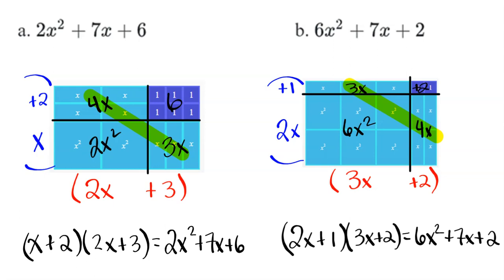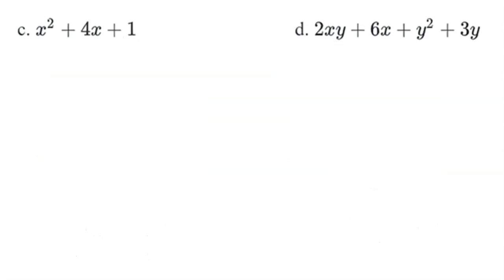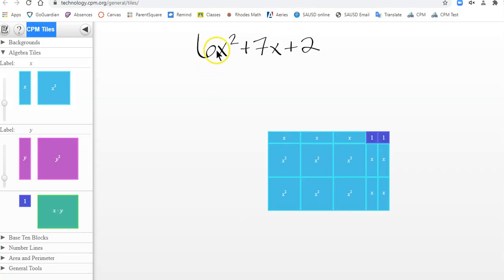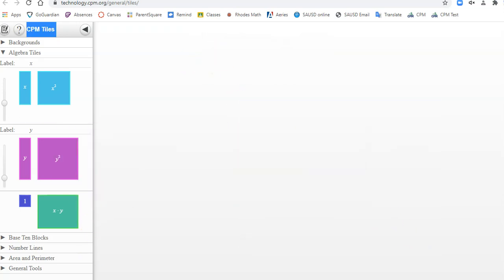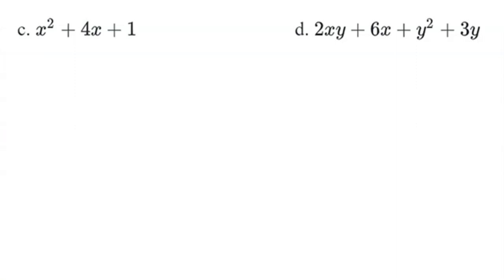So it definitely does take some practice getting used to it. But again, we keep at it. So here's the last two that we have. We need to come up with x squared plus 4x plus 1. So we need x squared, 4 x's, and a 1, and make that into a rectangle. Let's just get rid of some things here. And we need x squared plus 4x plus 1.